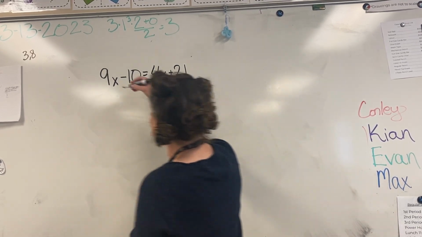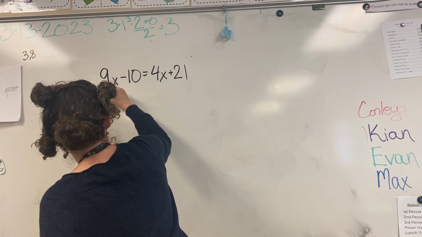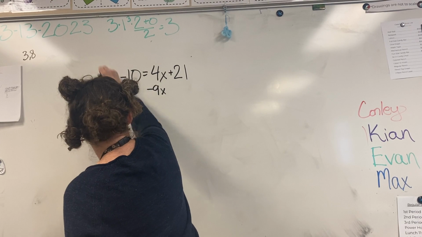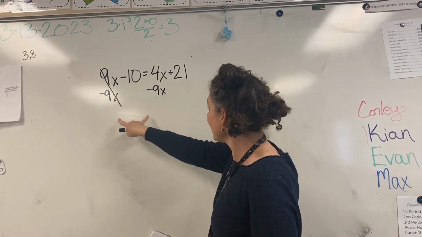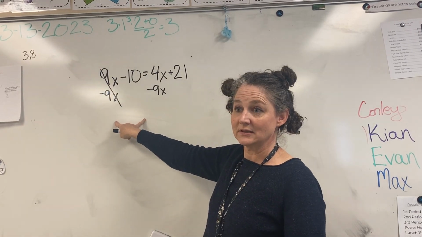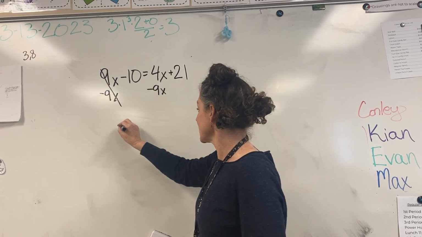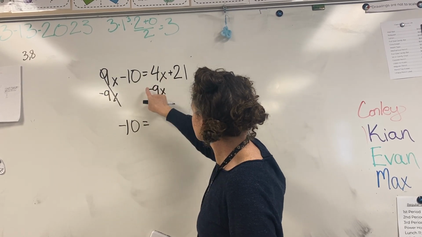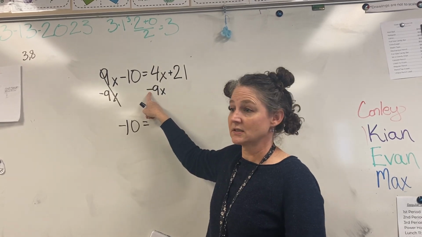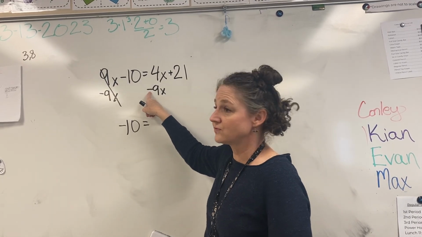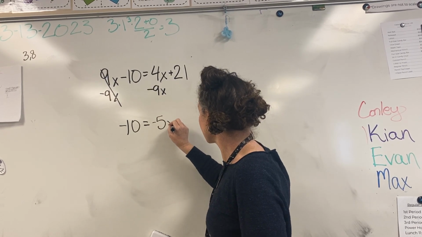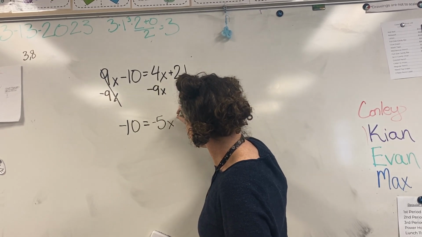We're taking the 9x this side. So I've got to get this 9x over with its home buddy 4x. So I'm going to subtract it. Those go away. What am I left with on this left side? Negative 10, just by itself, no x's, equals. What is 4x minus 9x? Negative 5x. And then I bring down the 21.